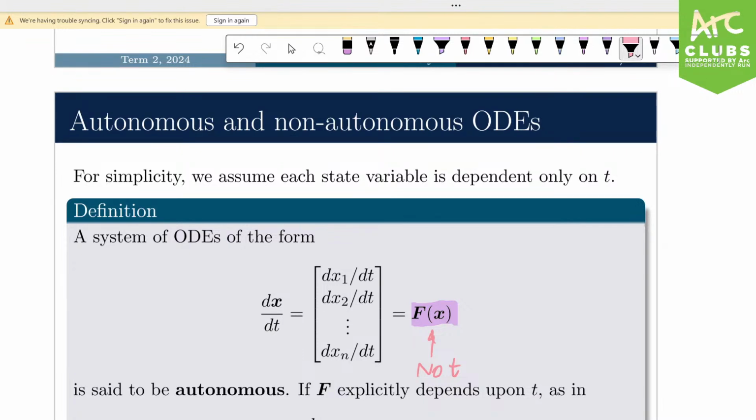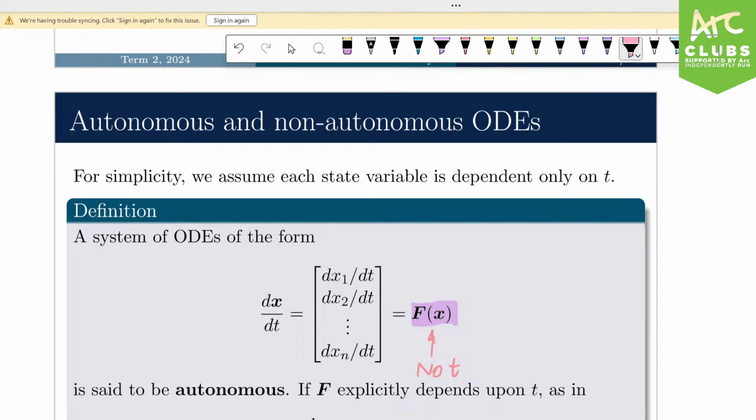Autonomous means no... I can't hear it. Is it not? Oh my god. Why is it not coming through? No, the audio's coming through. Okay. Sorry, we're just having a bit of technical trouble. Okay, so we should be good now.